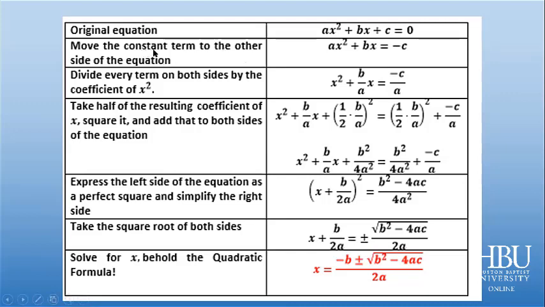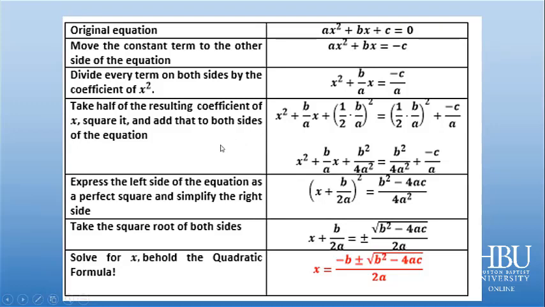Remember, we started by moving the constant term to the other side of the equation. So we subtract c from both sides of the equation. Next, we divided every term on both sides by the coefficient of x squared. In this case, we're dividing every term by a. Ax squared divided by a is just x squared. And then we would have plus b over a times x equals negative c over a.